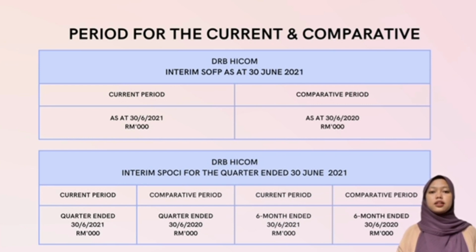For the current interim period, it is 3 months from April to June 2021, while the comparative is 3 months from April to June 2020. For the cumulative current interim period, it is 6 months from January to June 2021, while the comparative period is 6 months from January to June 2020.